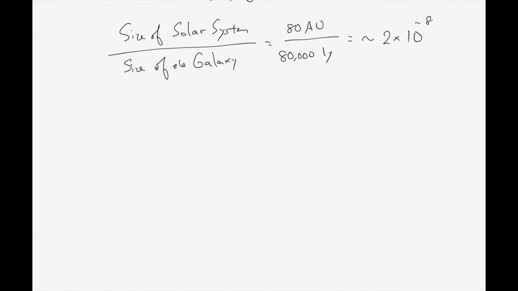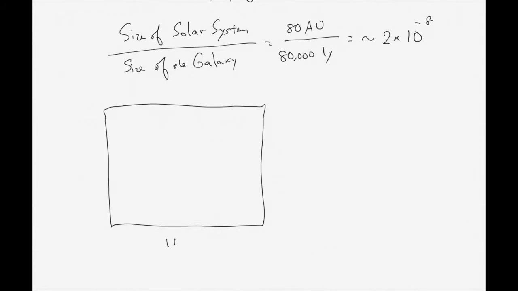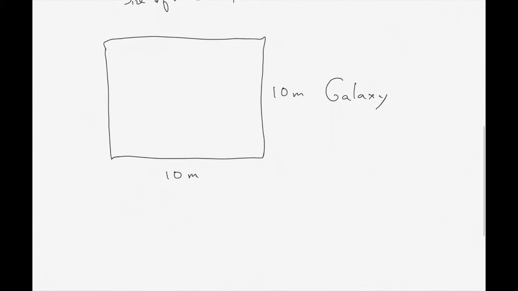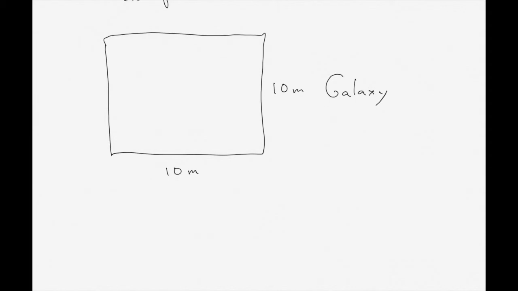Then we can solve the question. Take our classroom. The typical size of a classroom is about 10 meters times 10 meters. So we could consider this to be the size of the galaxy. Then what is the size of our solar system? How can you get the size of the solar system?